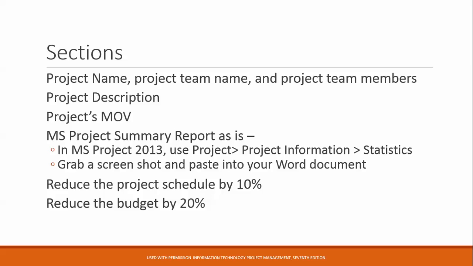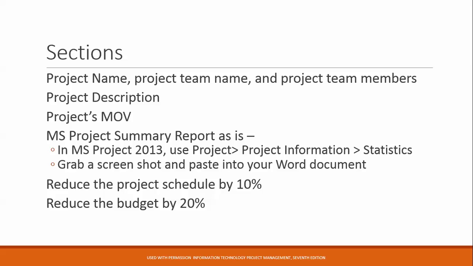Now in your instructions in the book and your instructions in the tutorial are for Microsoft Project 2010. So if you have Microsoft Project 2010, follow those instructions. They will work. If you have Microsoft Project 2013, there is no more summary report. What you have to do is go in on the Project tab, click on Project Information, and when the project information box opens up, you'll see a little button that says Statistics. So you'll want to grab a screenshot of that and then paste it into your Word document. It's a little bit different in 2013 than it is in 2010.